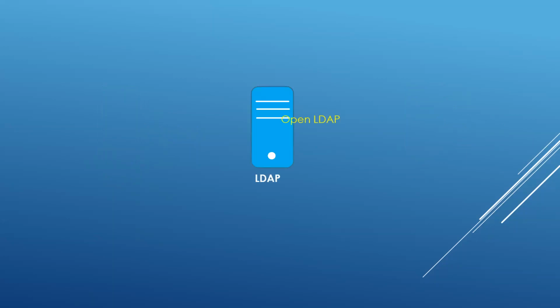LDAP. OpenLDAP serves authentication and various attributes.